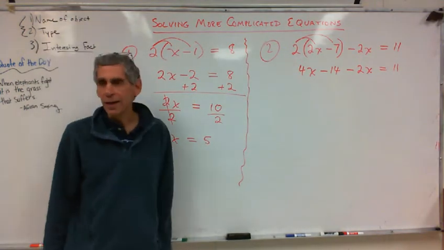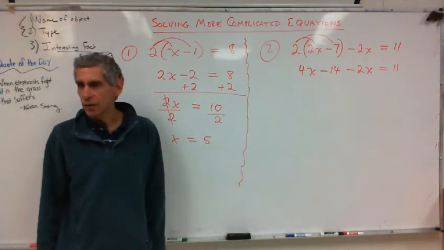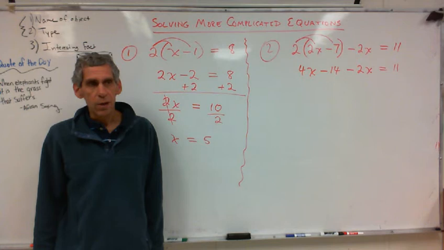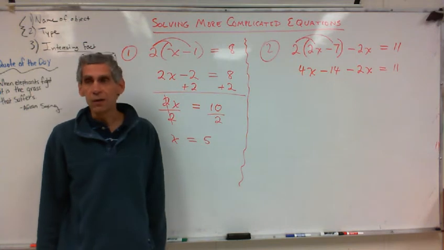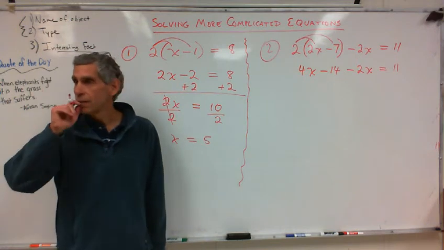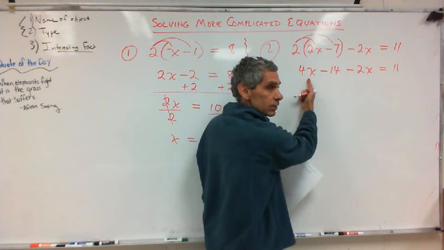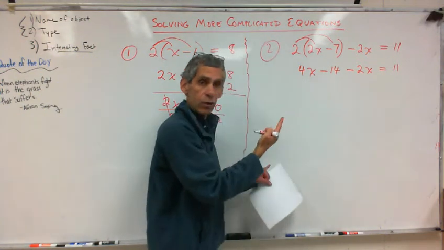Now, are there any like terms? We've talked about like terms, right? Are there any like terms on the left side of the equal sign? Yes, Victoria. 4x and 2x. They both have x's, right? They are therefore like terms.